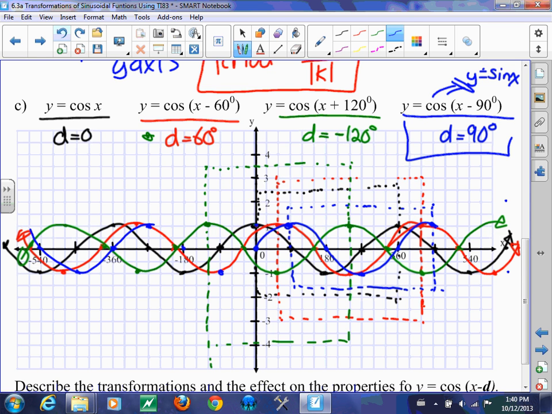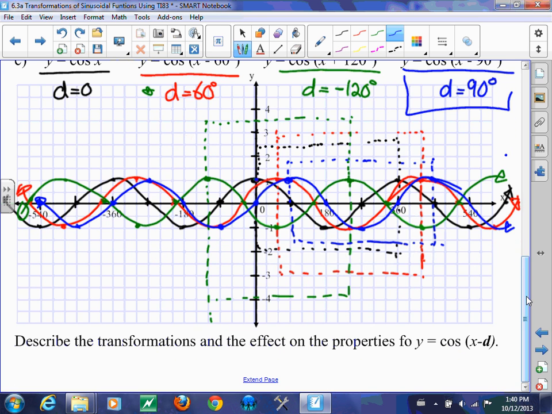So when you take cos x and you transform it 90 degrees to the right, you're going to get sine x. From cos x, shift it 90 degrees, you get sine x. That's what I wanted to prove right there.